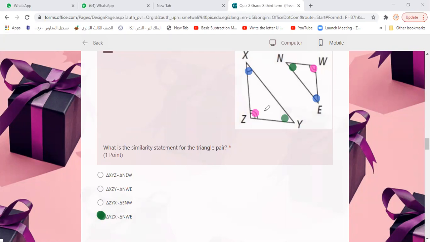WNE. So it will be ZYX. Purple, green, blue. So it should be purple, green, blue. Green, purple, blue. Green, purple, blue, and so on. So even if you put colors or a sign, you have to care about the arrangement to write the similarity statement.